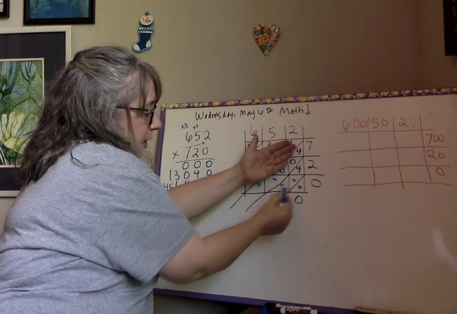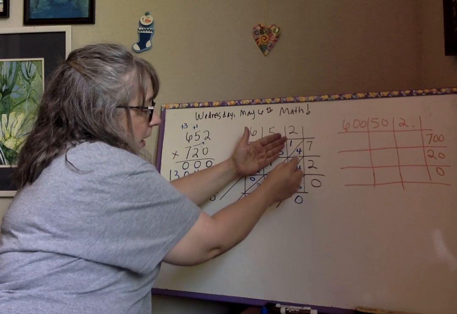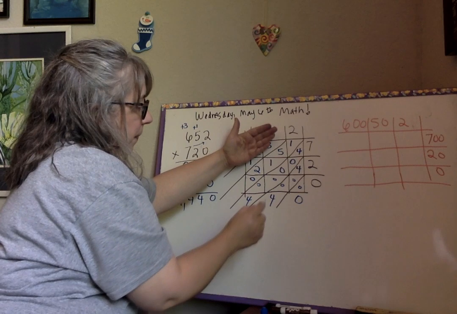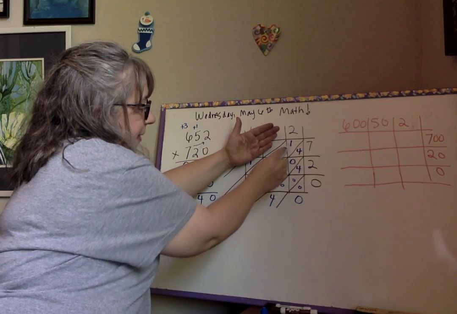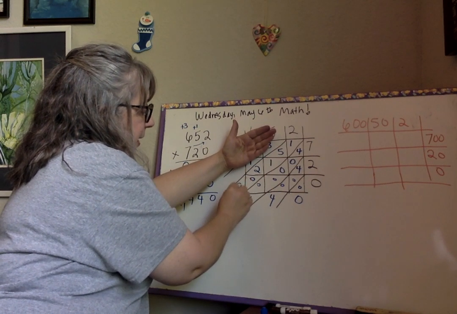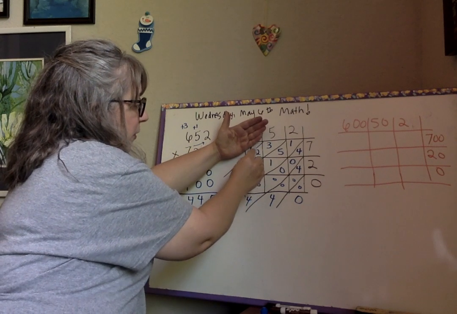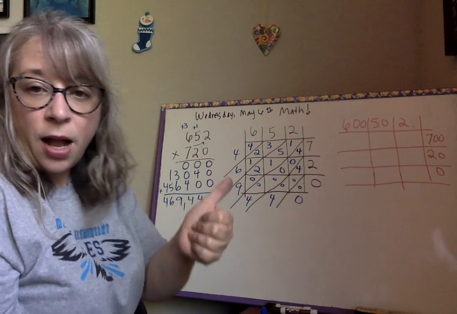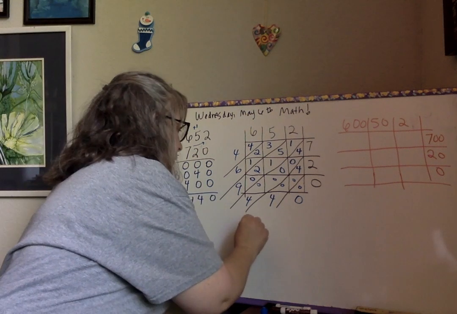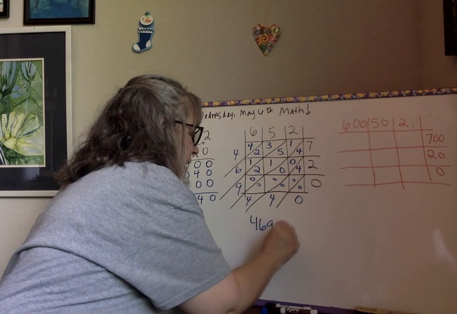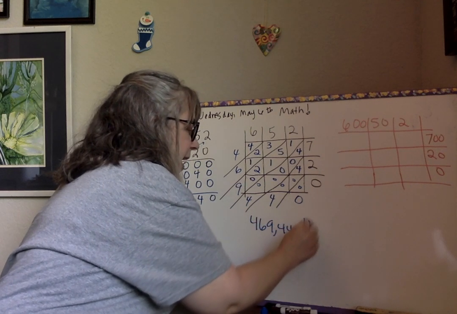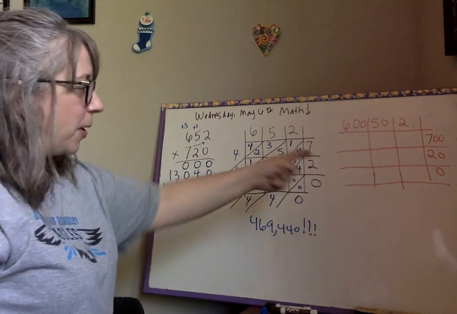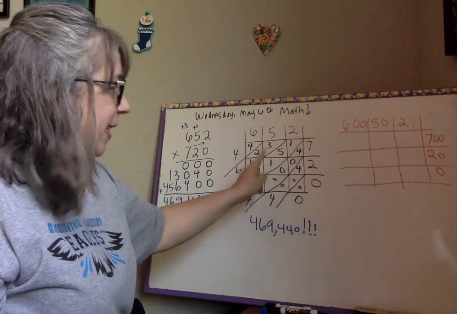So 4 plus 0 plus 0 is 4. 4 plus 0 plus 0 plus 0 plus 0 is 4. So 5, 6, 7, 8, 9 plus 0. And 3, 4, 5, 6, and 4. Do our numbers match? Our answers match. 469,440. Yay!